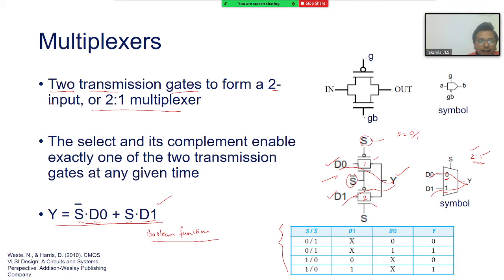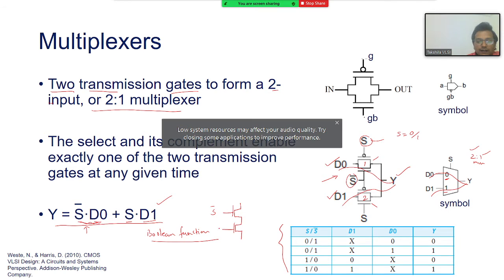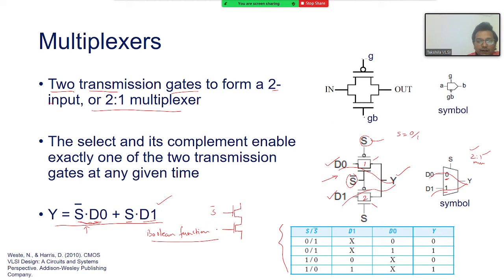So I see there is an ANDing operation here. I can say that I have, let's say, 2 NMOS transistors here. Here I say S bar, and here I have D0. And then I have another one, again like this. This is S and this is D1. They are ORing, making the ORing function, so these pairs are in parallel, and that's how my ground is, right?